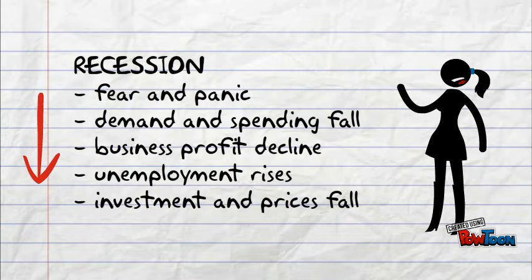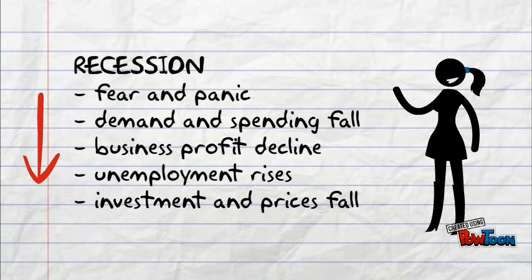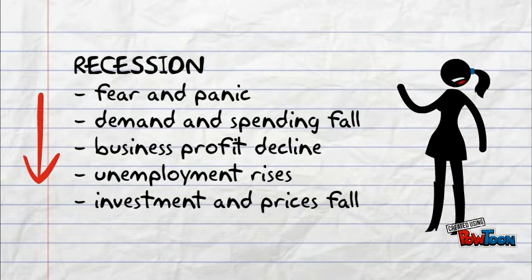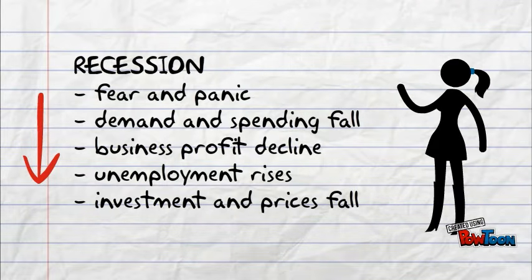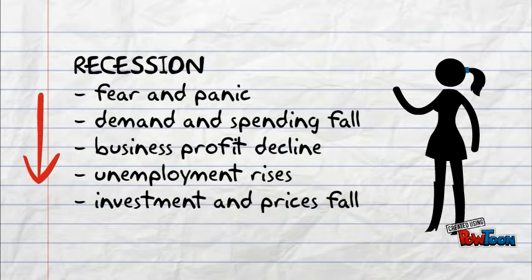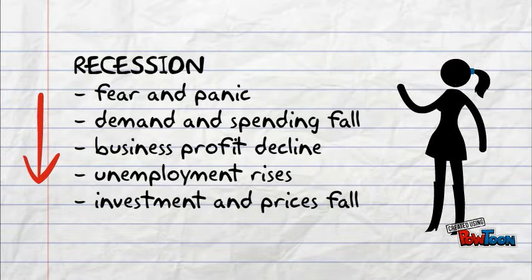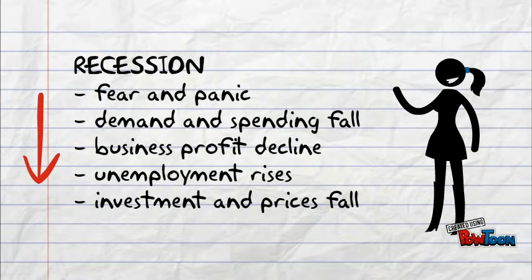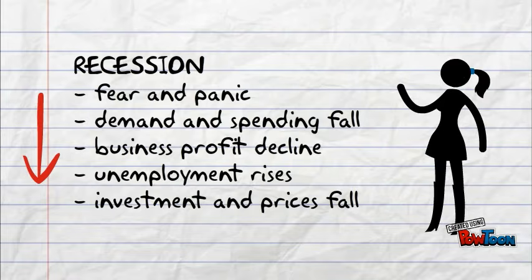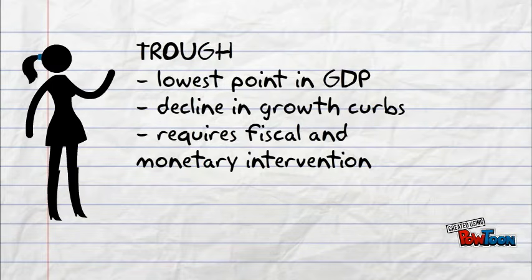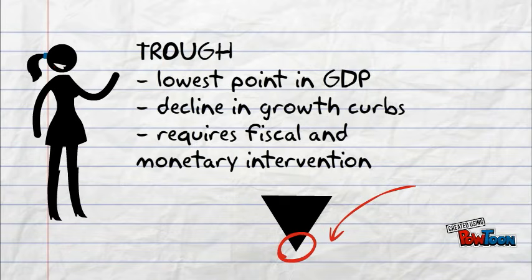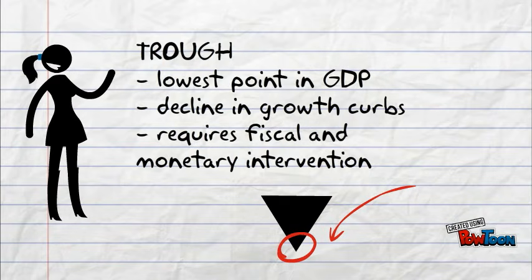This is usually triggered by some sort of an event, such as a financial crisis, where fear and panic replaces the previous consumer confidence. Aggregate demand begins to fall, as does spending, and so do business profits. So consumers lose more jobs and unemployment begins to rise. Furthermore, prices and investment is also falling. A trough is the lowest point in a declining growth rate, where growth begins to curb.